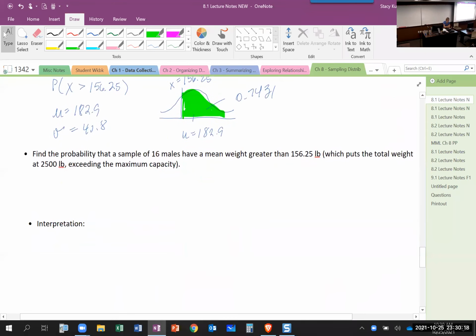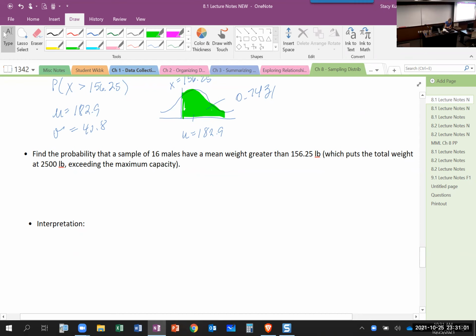The second question says, find the probability that in a sample of 16 men, their weight would be greater than 156.25. So if you have 16 men standing together, the elevator opens up, and 16 men are standing there. Find the probability that they're going to weigh more than 156.25. What's the likelihood that I get 16 men together who each weigh more than 156.25?